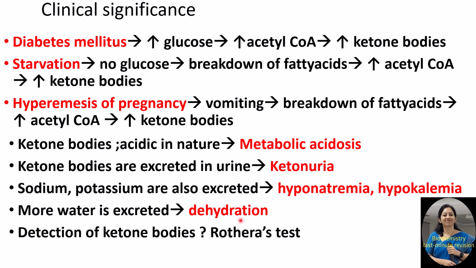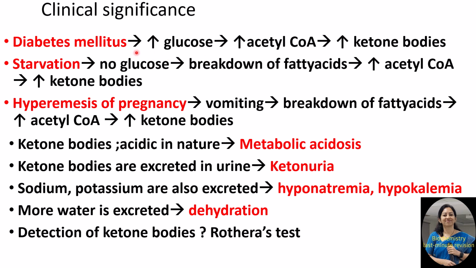More water is also used for excretion of ketone bodies, and the patient can develop dehydration. Okay. So how are these ketone bodies detected? These are detected with the help of Rothera's test. Okay. Which will mainly detect acetoacetate and acetone, but this does not detect beta hydroxybutyrate. Okay. Now the significance of this test in diabetic ketoacidosis and starvation ketoacidosis you need to know, and this has great biomedical importance also.